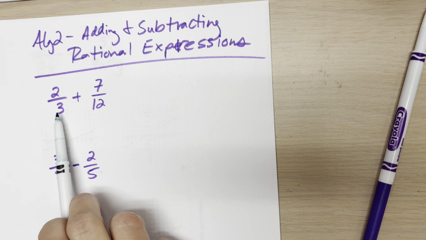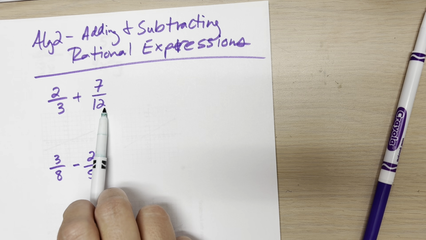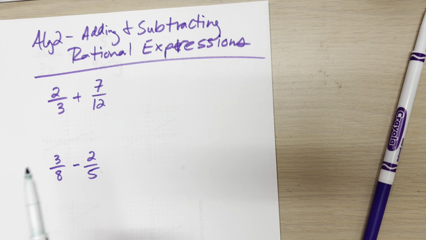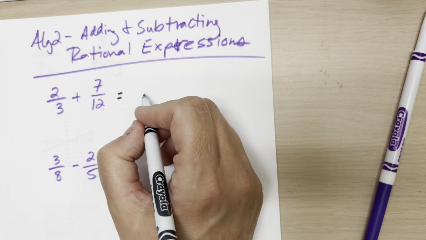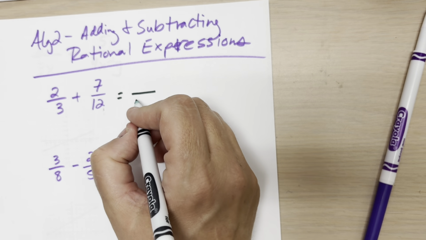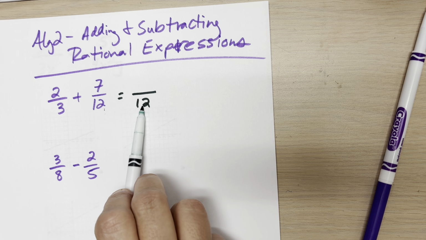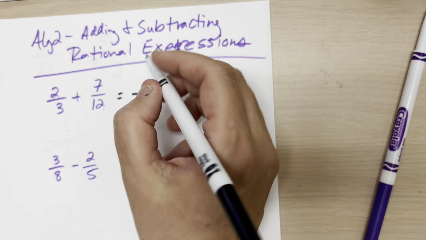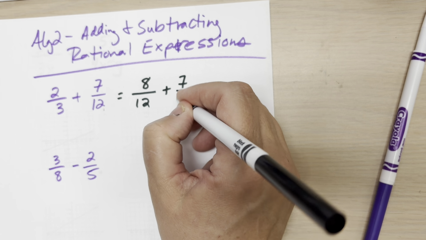Now, when you've got a small number like 3, you always want to check to see if it will go into the larger denominator. So 3 is a factor of 12. I can easily rewrite this 3 as a denominator 12. 3 goes into 12 4 times. 4 times 2 is 8. So I end up with 8 over 12 plus 7 over 12.